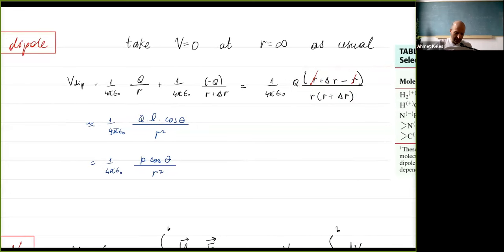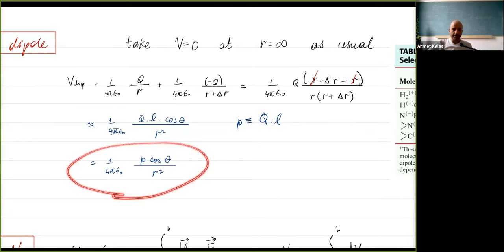And if you look at this expression, we know QL. QL is the definition of the dipole moment. P, by definition, is equal to Q times L. Then the final expression is something like this.